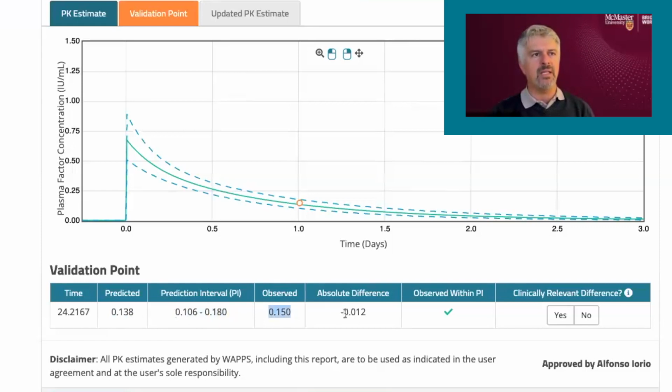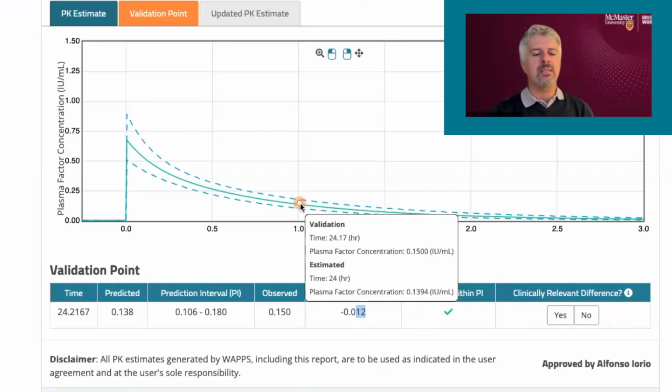What you measured is 0.15, which is a 1% difference and is within the prediction interval. So statistically, this is no different. This is a good, a positive validation. We have shown that the prediction is close to the measure. If this is clinically relevant or not is not for WOPS to tell, it is for you, the treater, to tell.